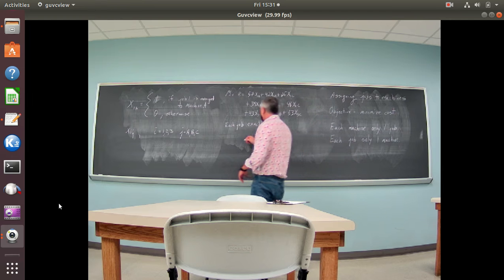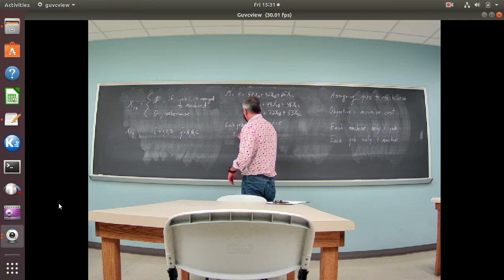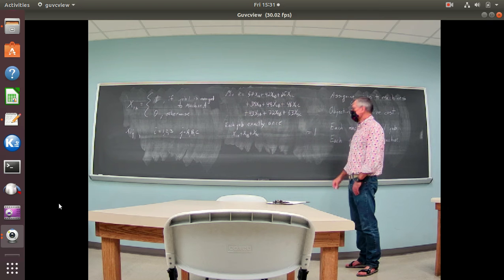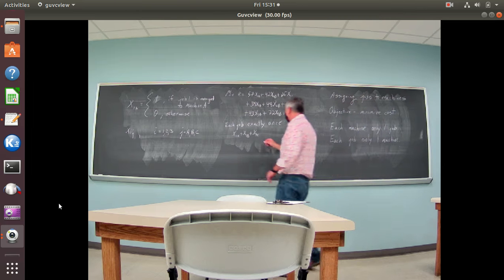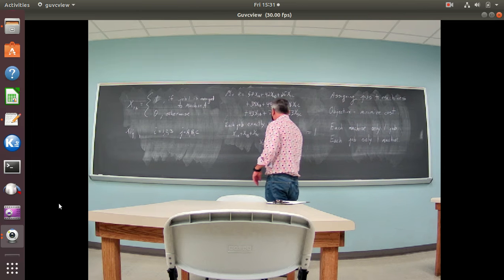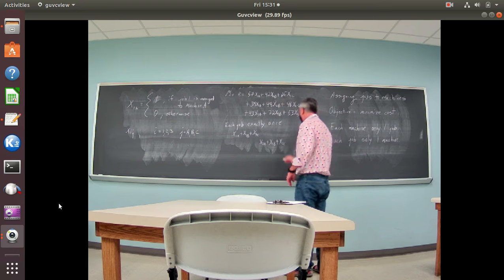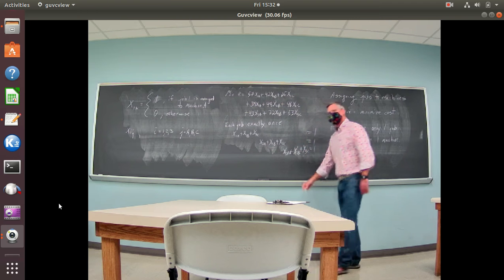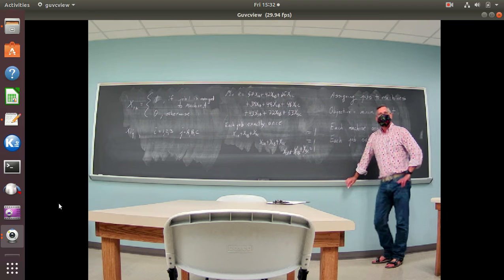So here we have something like x1a plus x1b plus x1c, and I'm going to go way down here and say equals 1. And then similarly for the other jobs: x2a plus x2b plus x2c also has to be 1, and x3a plus x3b plus x3c has to be 1. So there's each job exactly once.